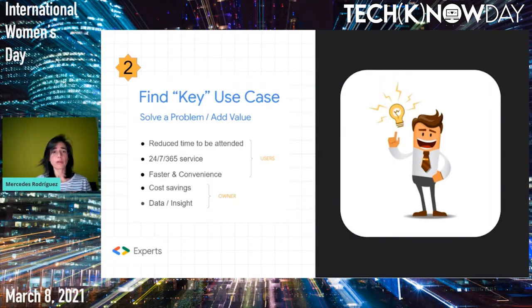And what are the good use cases? Well, those that solve a problem or add value for the users, for the owner, or for both. For example, one thing that is very frustrating for users is that when they have to call a customer service, they just have to be waiting on the phone for 5 minutes or 7 minutes or even longer. So being able to talk to a conversational agent and receive an answer in seconds, that's a very good point to use the agent.